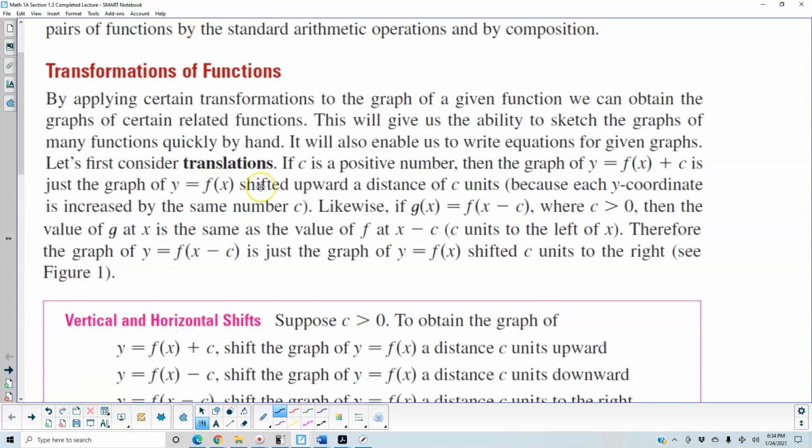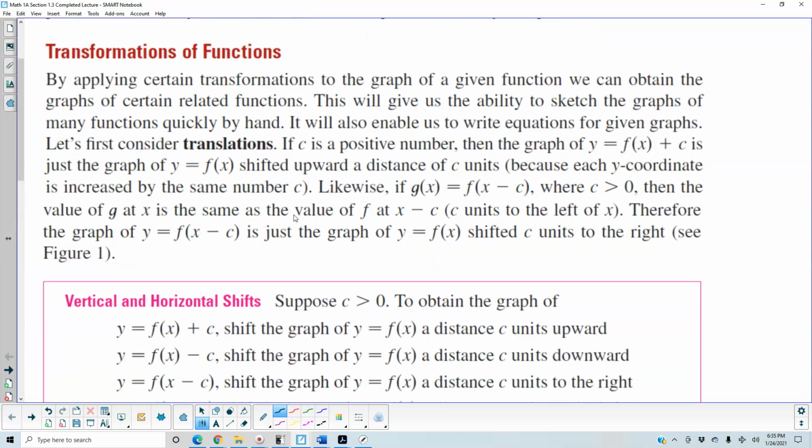Let's first consider translations. If c is a positive number, then the graph of y equals f of x plus c is just the graph of y equals f of x shifted upward a distance of c units, because each y coordinate is increased by the same number c.